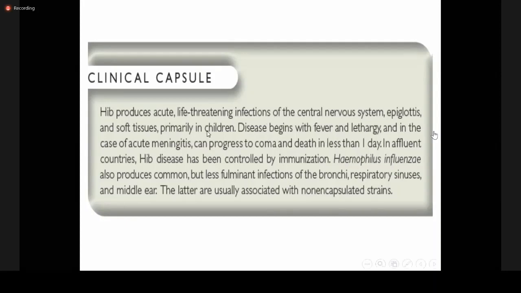Children are mainly affected because, as we said, they don't have protective antibodies. The condition begins as fever, lethargy, before the meningitis can be seen, and then progresses to coma and death in less than one day. Also aggressive. Rich countries, which we call affluent, can use the vaccine against Haemophilus influenzae. Haemophilus influenzae can also produce respiratory tract infection, and the non-typable strains are present in carriers and rarely can also cause infection. So our concern today is Haemophilus influenzae type B in causing meningitis.